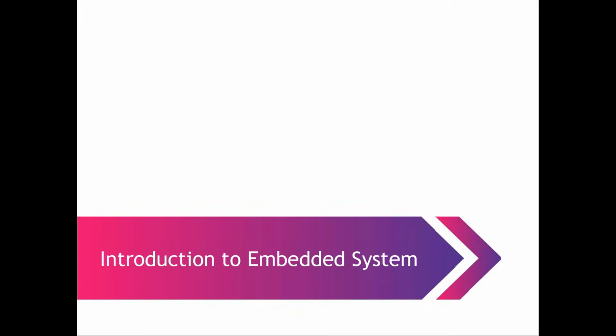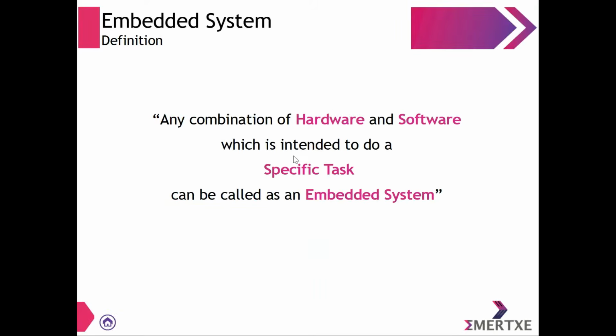Okay, so what all things are we going to discuss here in the introduction to embedded systems? We are going to discuss what an embedded system is, the definition, and the components of an embedded system. As you are telling, any combination of hardware and software which is intended to do a specific task is called an embedded system.